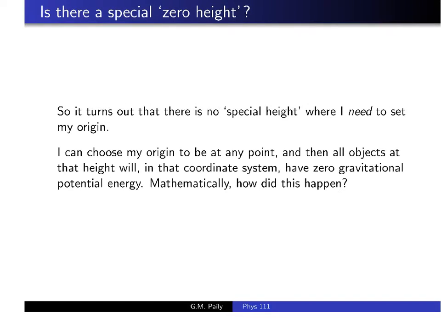So it turns out there is no special height where I need to set my origin. I can choose any height that I want to be the y equals 0 height, as long as I'm consistent throughout the problem. So I can choose any point to be my origin, and then all the objects at that height will have 0 gravitational potential energy according to that coordinate system. So how does that work out mathematically? What's the justification there?